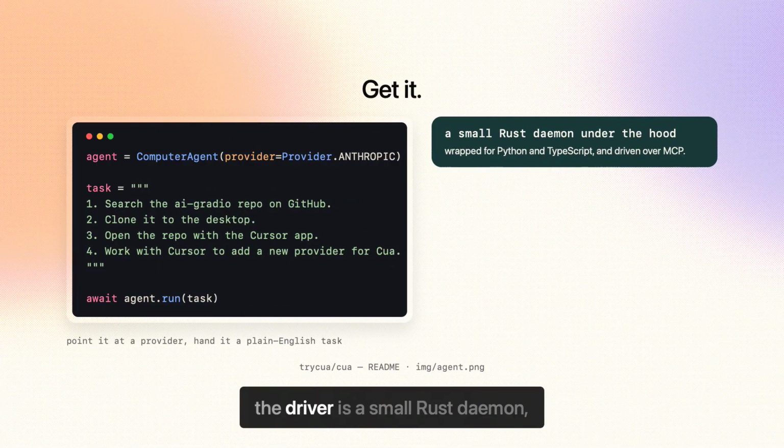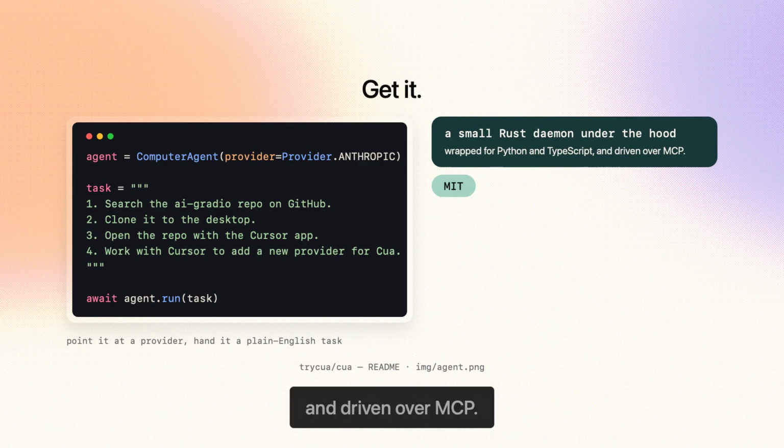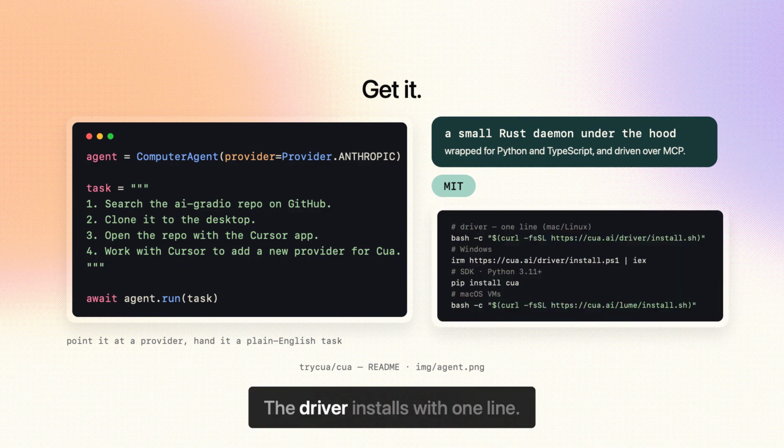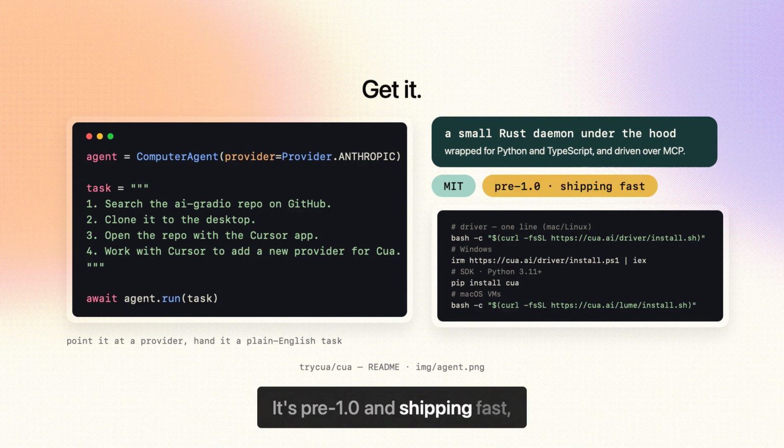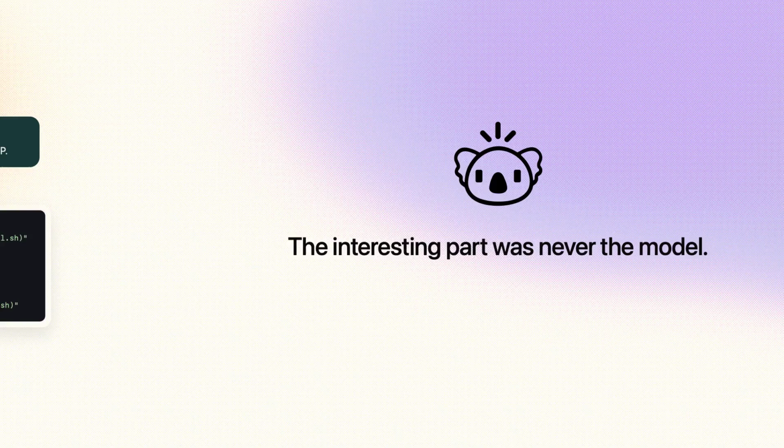Under the hood, the driver is a small Rust daemon, wrapped for Python and TypeScript and driven over MCP. It's MIT licensed. The driver installs with one line. The SDK is a single pip install on Python 3.11 and up, and Lume brings its own installer. The commands are all on screen. It's pre 1.0 and shipping fast, so expect it to keep moving.